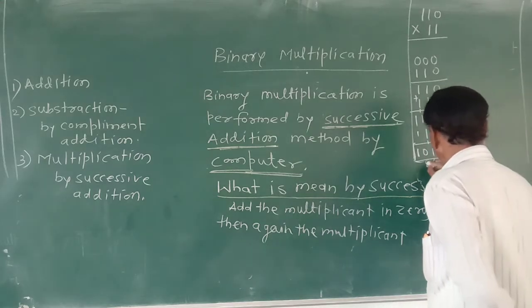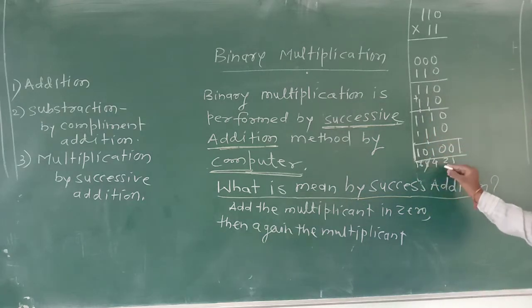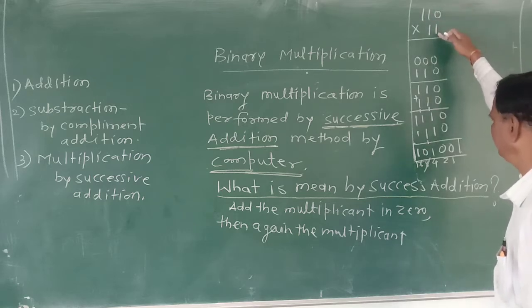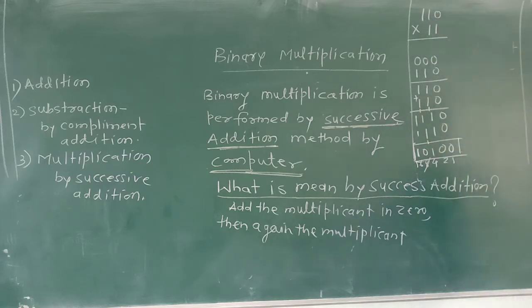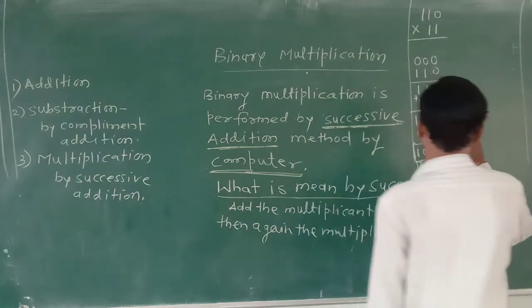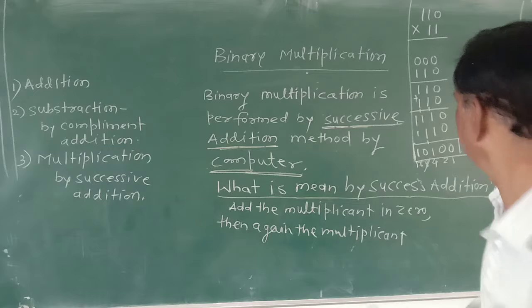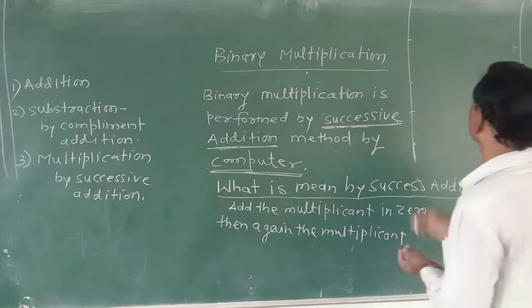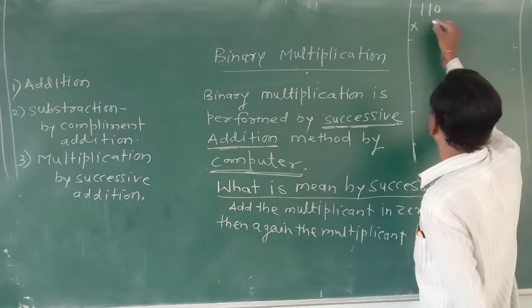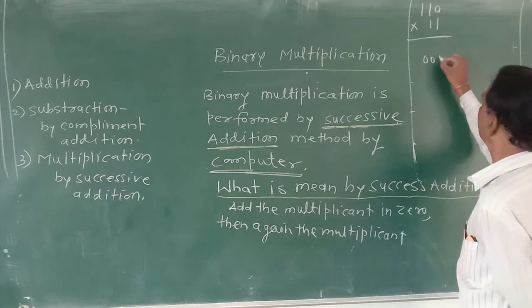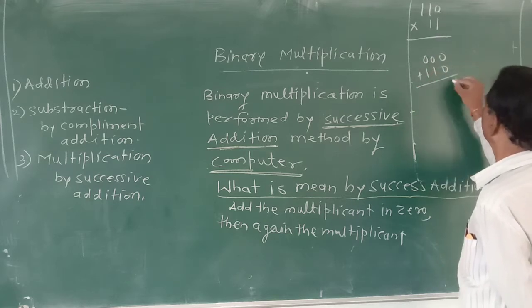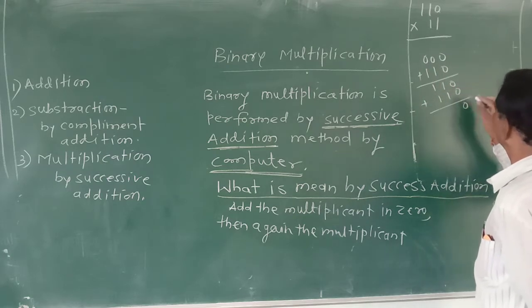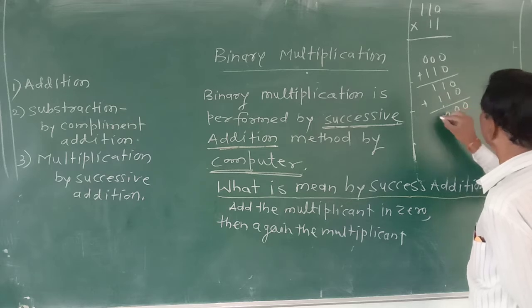1 2 4 8 16. 8 is going to cancel. 6 3 18. Okay. Let us see this example once again. How many times are we going to perform it? 1 1 0 multiplied by 1 1. 3 times we have to add. In 0 0 0 add 1 1 0, 0 1 1 plus once again 1 1 0 0 0 0, 1 1 0 carry 1 0.